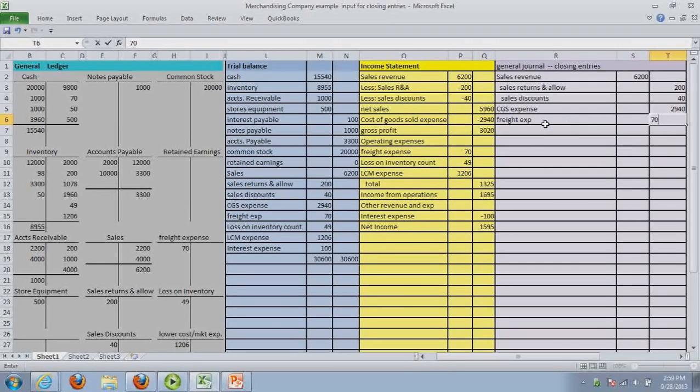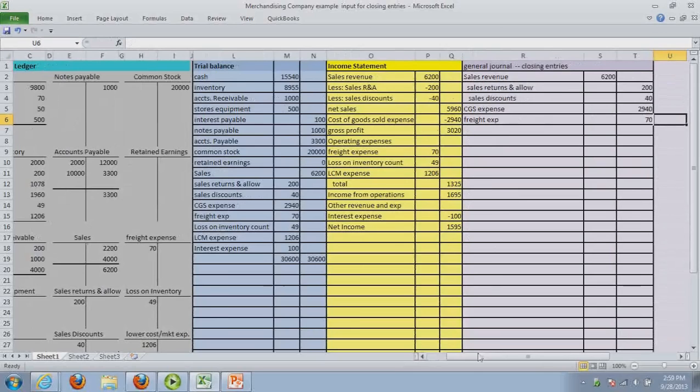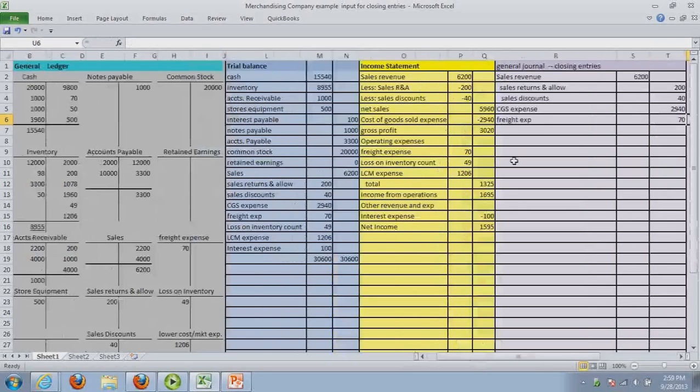Freight is 70. Whoops, don't want to do that. We have a loss. Loss is an expense account.